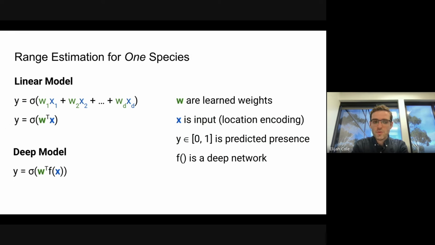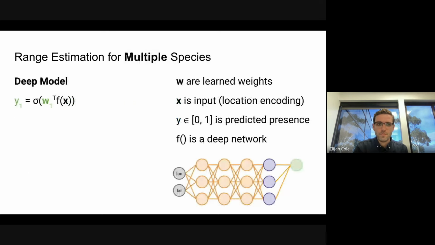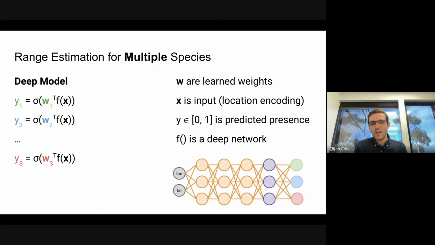In these deep learning models, we're doing something very similar, except that the location encoding is produced by a deep neural network instead of being a set of manually curated environmental features. And then when we move from one species to multiple species, we just have separate classification heads for each species. So we use the same base encoder that takes in longitude and latitude and produces a representation of the environment. And then we decode that through separate classification heads for each species to actual species occurrence probability predictions.